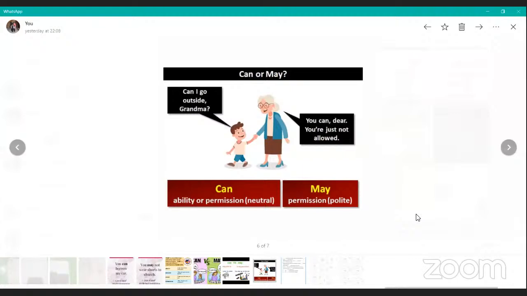Now for can, the ability, or permission. And we use may to give permission as well. Can I go outside? Yes, you may. Can I go to the washroom? Yes, you may. And the same question can be asked using may. May I go to the washroom? May I go to the canteen? May I play outside? So these are the occasions that you use can or may.